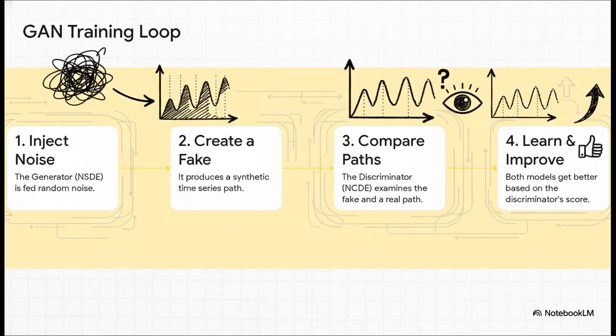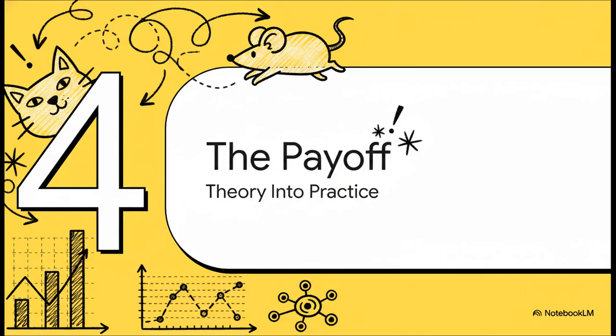Based on that feedback, both models get smarter. The generator tries again, making an even better fake. The discriminator also learns, getting better at detection. It's this constant cat-and-mouse game, round after round, until the generator gets so good that its forgeries are statistically indistinguishable from the real thing. So, does this whole theoretical cat-and-mouse game actually work? The results are, well, they're pretty stunning.